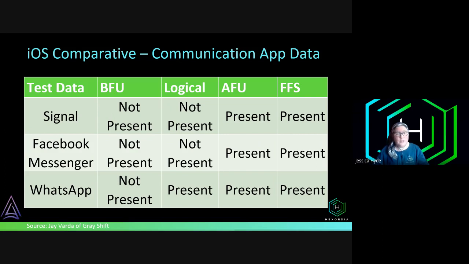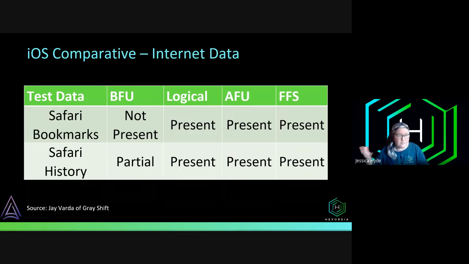So what is your goal going to be? AFU at least, full file system if you can get the password, or you're able to brute force, or you have a tool that can do that for you, right? In terms of internet artifacts, you can see here that you definitely want the logical AFU or full file system.